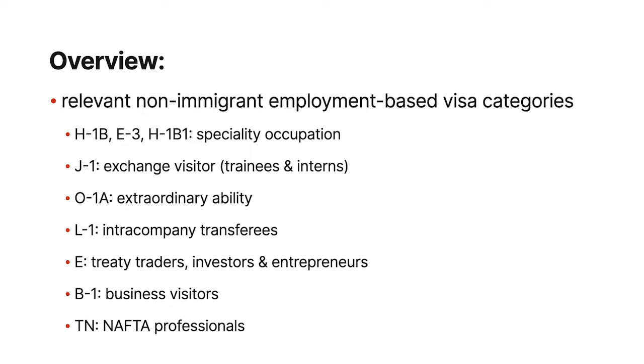We're going to look at the J1 visa for exchange visitors, which includes trainees and interns, but also students and many other categories. The O1 visa for individuals of extraordinary ability. The L1 for intra-company transferees. The E visa, E1 for treaty traders and E2 for investors and entrepreneurs. The B1 for business visitors. And the TN visa, which is for NAFTA professionals.